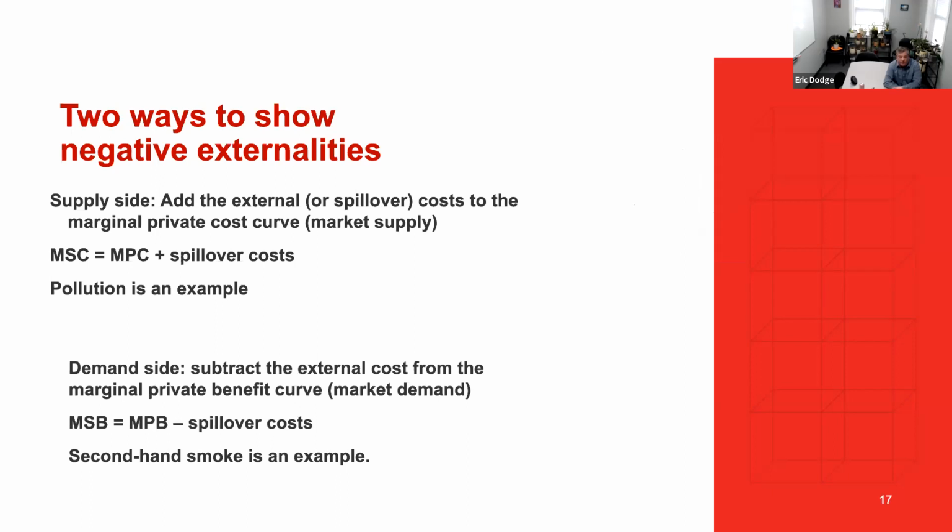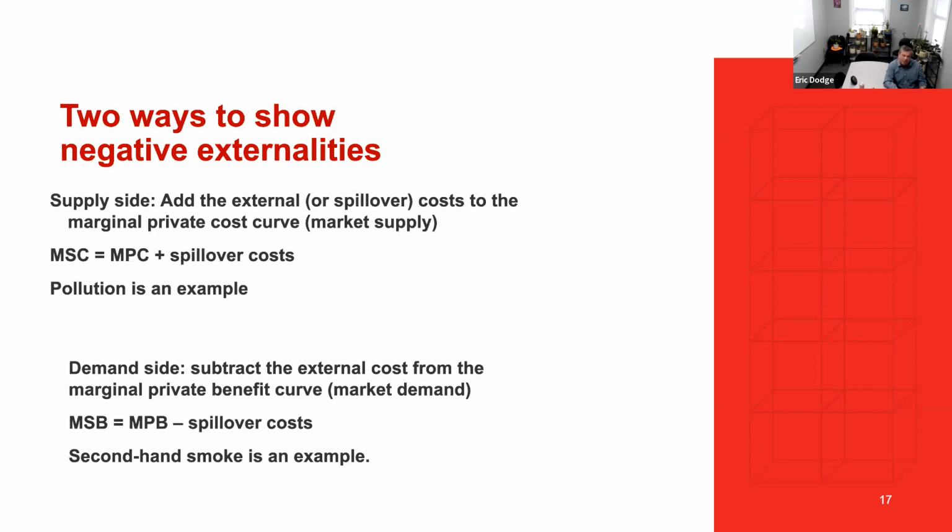You can do this on the demand side. It's not as common, but you can. One example that a lot of people will use when they do negative externalities on the demand side is secondhand smoke. When you receive a face full of smoke from a smoker, that creates harm. That's a spillover cost to you. But that's not coming from the factory that's producing the cigarette. It's coming from the consumer or the demander of the cigarette.